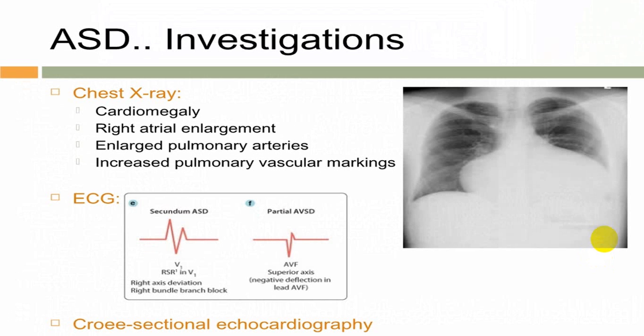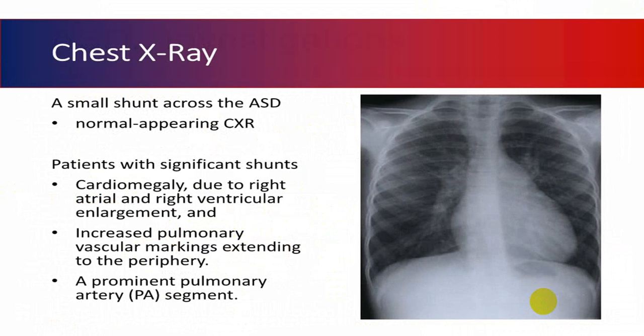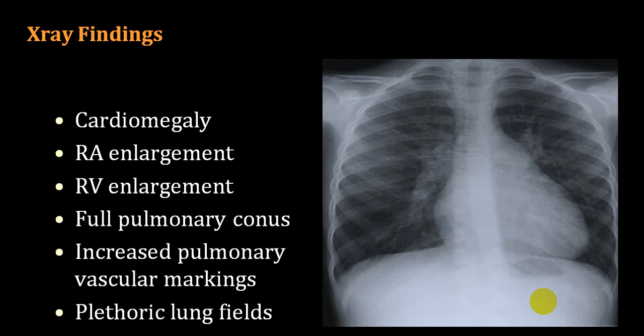So these are all X-ray chest, ECG. I have already mentioned that in secundum you will get right axis deviation, while in case of a primum defect you will have more of a left axis deviation. Chest X-ray will show you more of RA and RV. So you will have cardiomegaly showing RA and RV. There will be increased pulmonary vasculature.